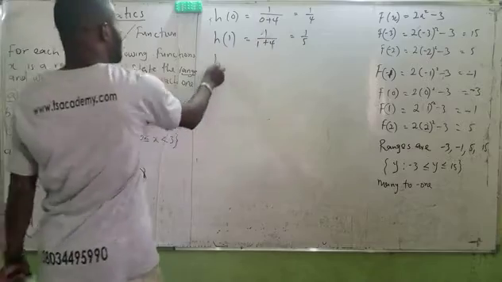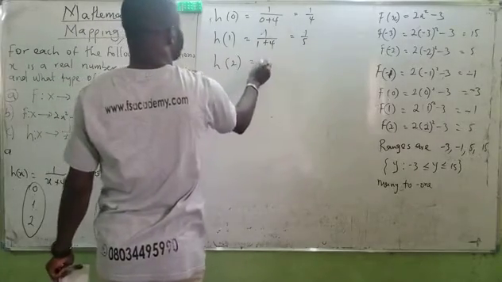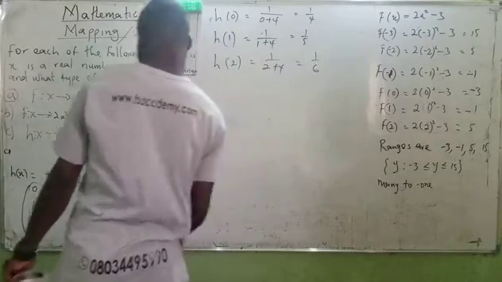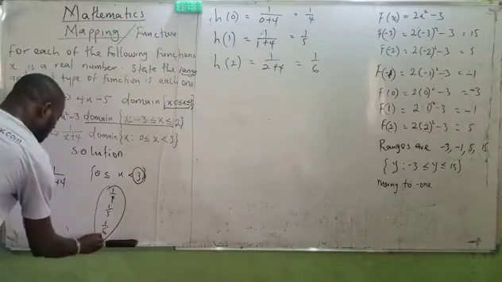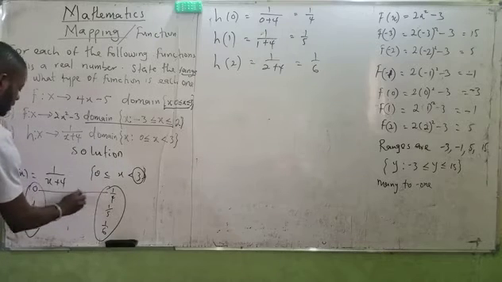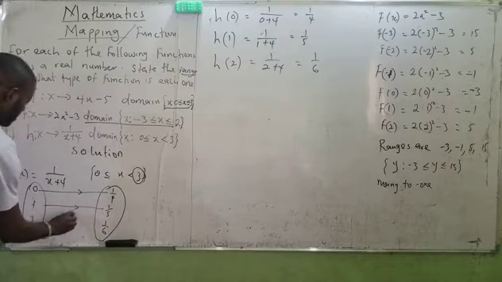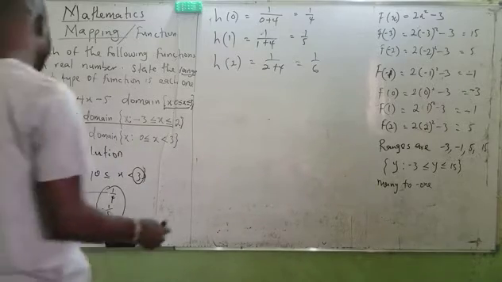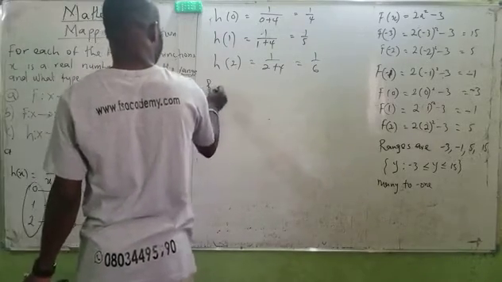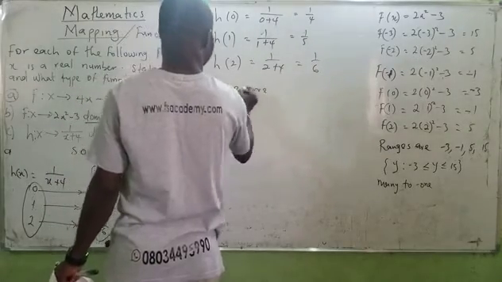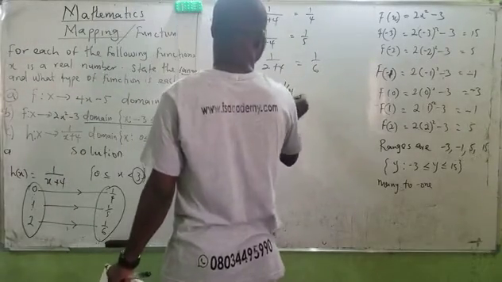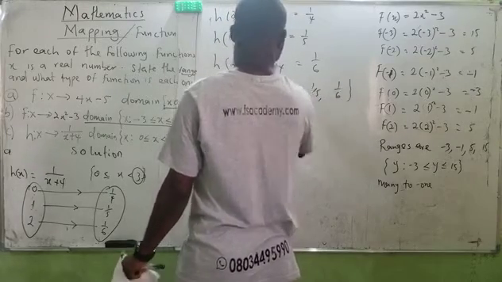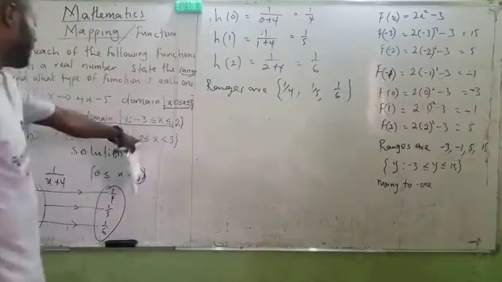I'll also move on to h of 2. It will be 1 all over 2 plus 4, which is 1 all over 6. It means 0 maps to this, 1 maps to this, and 2 maps to that, and that is all. It means the range is 1 all over 4, 1 all over 5, and 1 all over 6. That is the range.